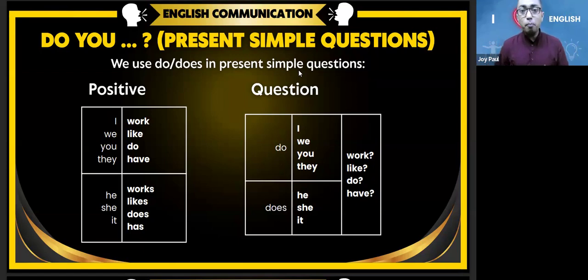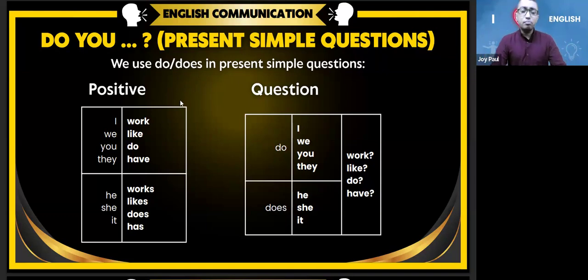The process is very simple. After watching this video, practice as much as you can, because I'm describing each and everything in a very detailed way so that it can create a brain tattoo in your mind. That's my goal. So let's start. We use do or does in a present simple question. If you haven't watched all my previous sessions, please watch. Don't skip, don't jump, because it's a step-by-step process.